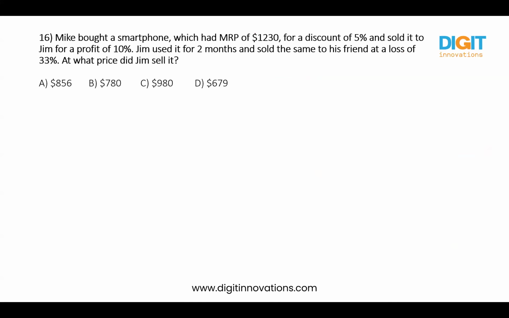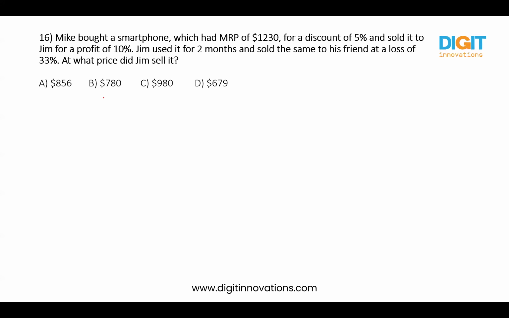So Mike bought a smartphone which had an MRP of 1230 for a discount of 5% and sold it to Jim for a profit of 10%. Jim used it for 2 months and sold the same to his friend at a loss of 33%. At what price did Jim sell it?